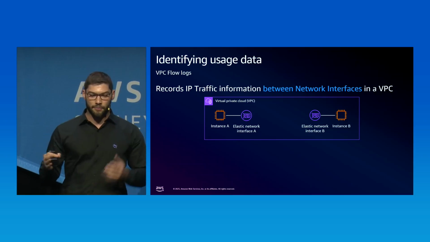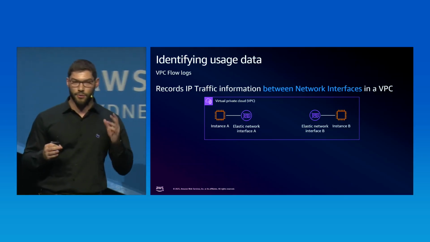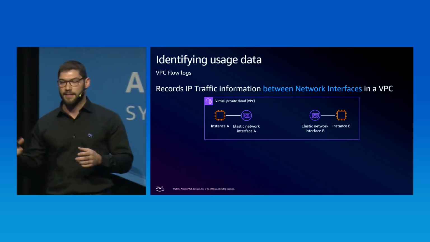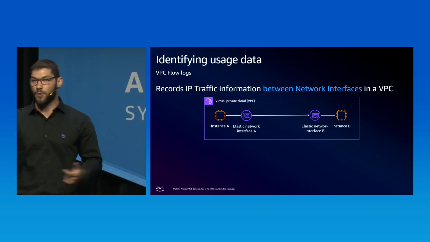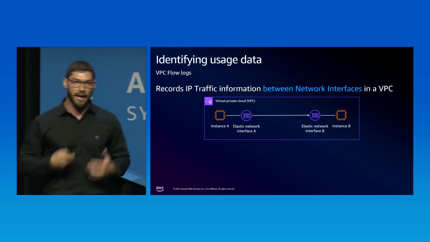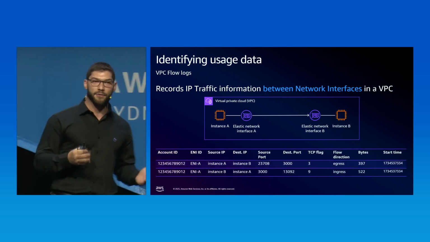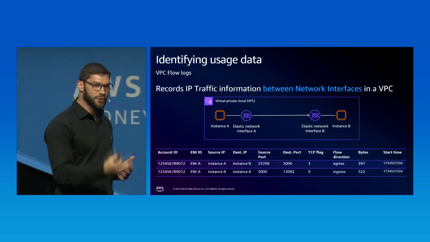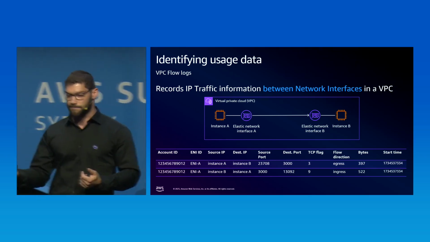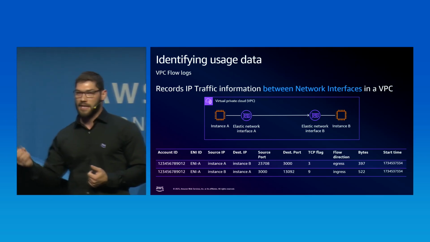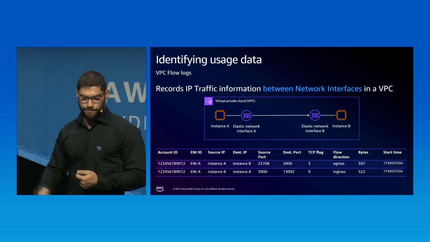VPC flow logs record traffic between two elastic network interfaces inside a VPC. So when one instance makes a request to another, this will create a record. And inside this record, we can see the IP addresses of the system that sent the request and the one that was receiving it, as well as the timestamp of when that actually occurred.